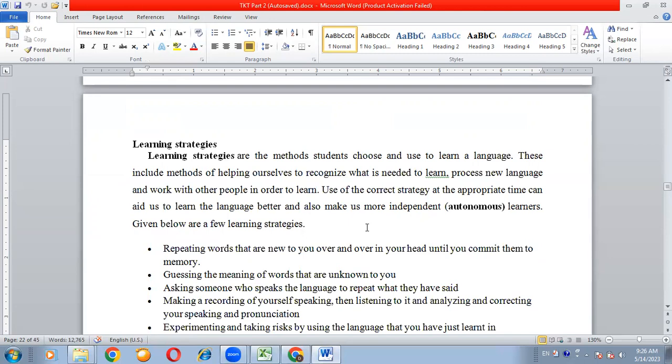Learning strategies are the methods students choose and use to learn languages. These include methods of helping ourselves to recognize what is needed to learn, process new language, and work with other people in order to learn. Use of the correct strategy at the appropriate time can help us learn the language better, and also make us more independent and autonomous learners.